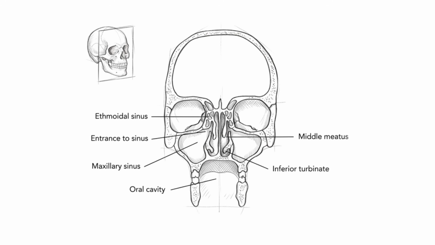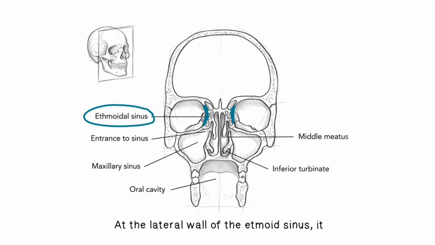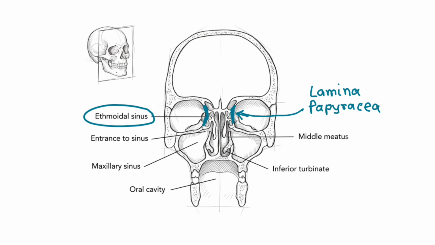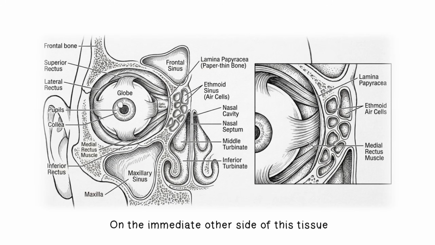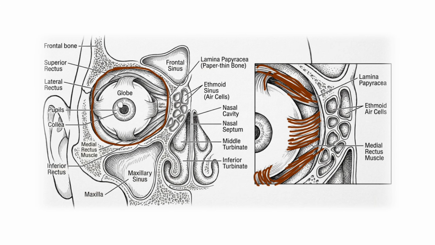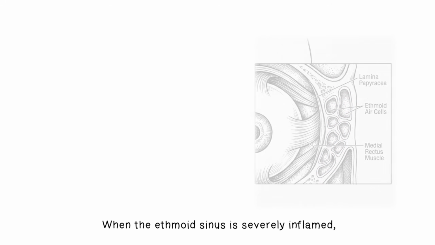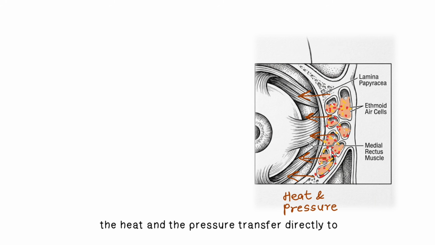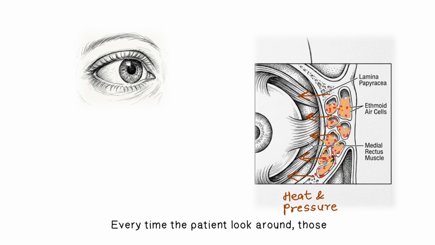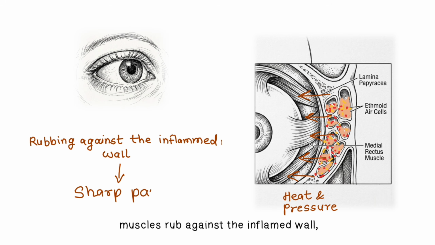Look closely at the lateral wall of the ethmoid sinus. It is bounded by the bone called the lamina papyracea. Papyracea means paper thin. On the immediate other side of this tissue paper thin bone lies the orbit and the muscle that moves your eyeball. When the ethmoid sinus is severely inflamed, the heat and the pressure transfer directly to the eye's muscle. Every time the patient looks around, those muscles rub against the inflamed wall, triggering the sharp pain.